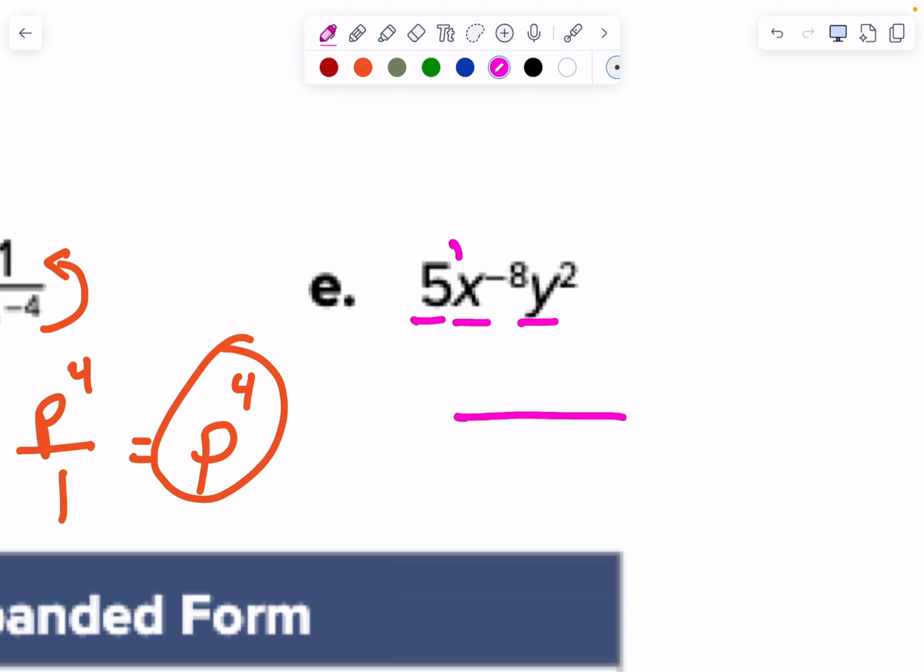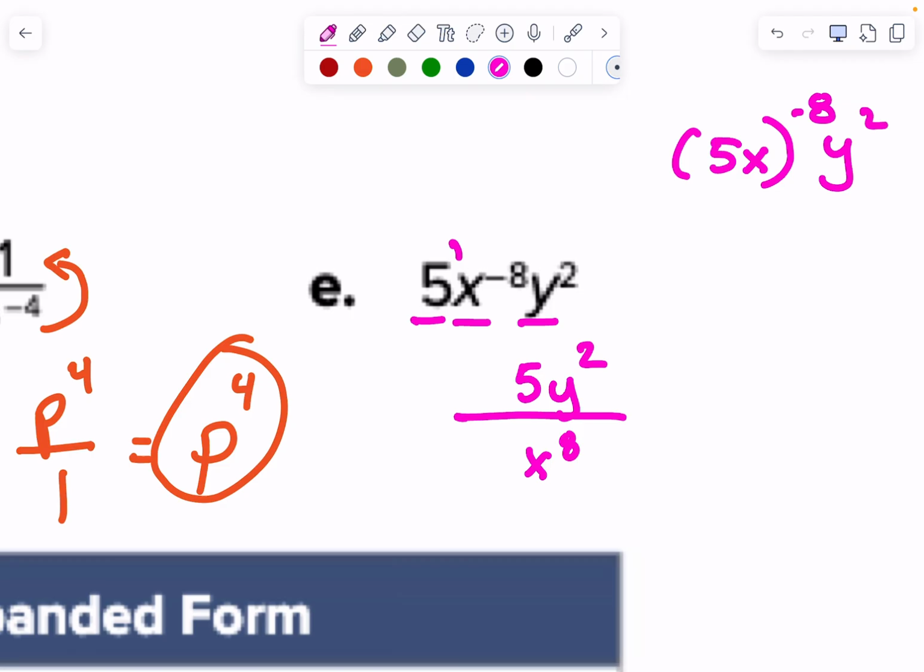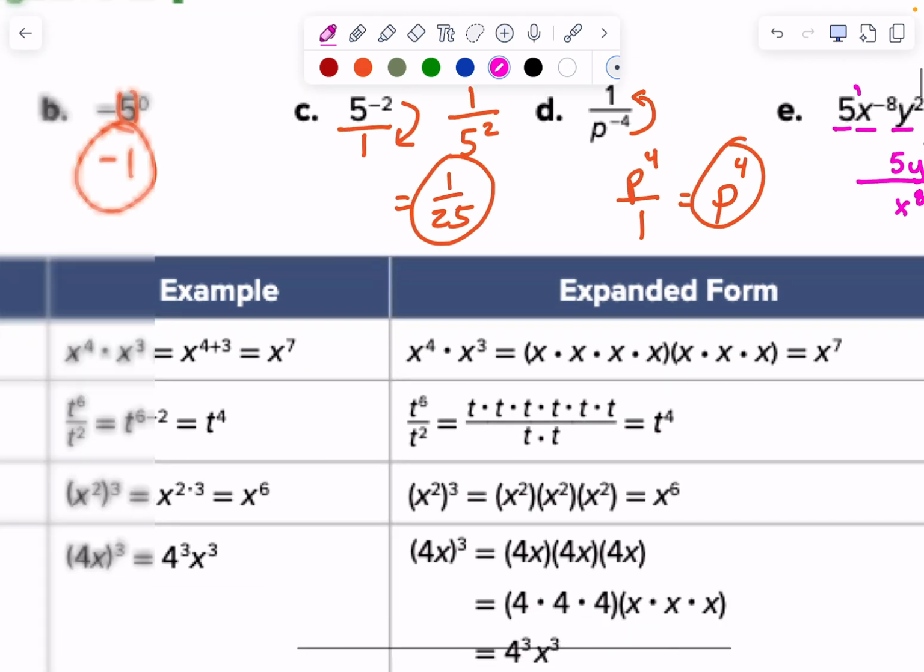So what stays on top? 5y squared. X to the 8th gets bumped to the bottom, okay? So those coefficients get to stay. Now, if they would have said this, that is when you move both, right? That's when the 5 would go with it. But they are not attached. They're multiplied, which means you can pull them wherever you want, right? Okay, good? All right, here we go.